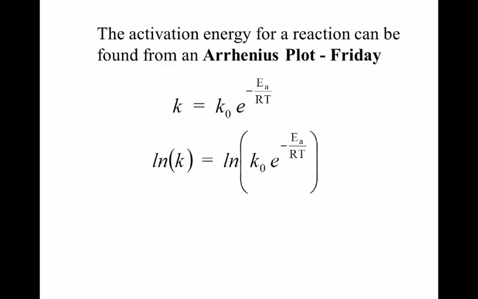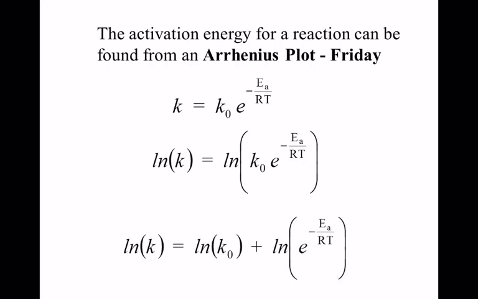Now, one of the laws of logs is if you have the product, which we do have here, K0 and E raised to this power, we can break it out into adding them together. And that's exactly what we're going to do here. So the natural log of K, the rate law constant, is equal to the natural log of the orientation factor plus the natural log of E raised to this activation energy divided by the ideal gas law constant and also the absolute temperature there.